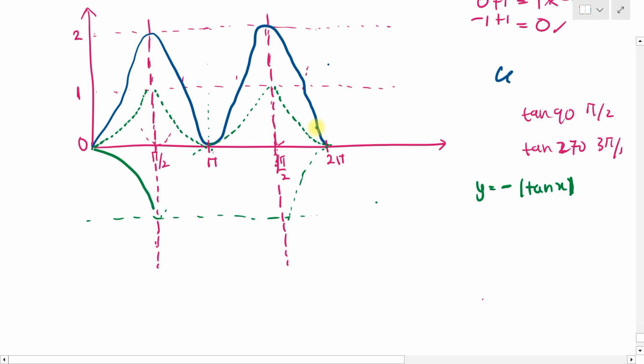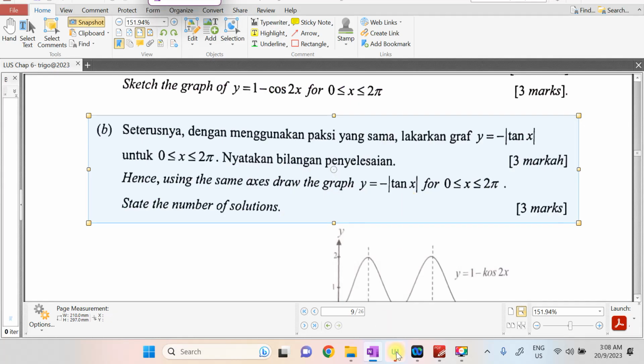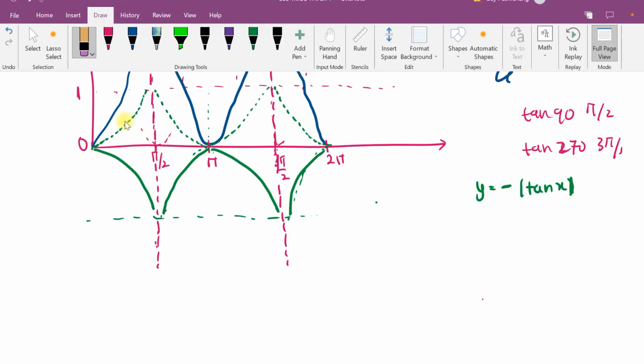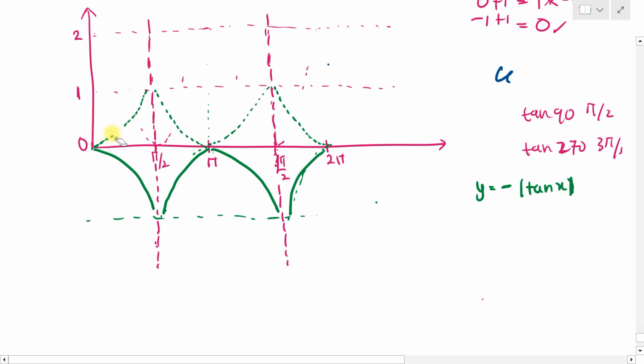Everything opposite. Reflection, it will be something like this. So you erase out all the green color part. This one all you need to erase already.